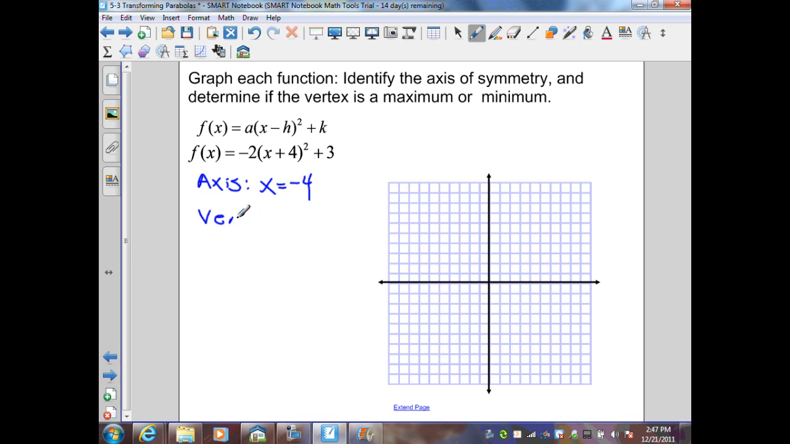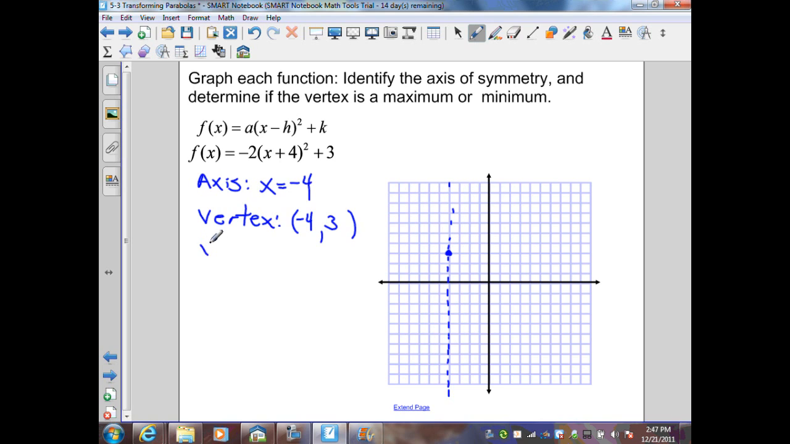My vertex also is determined by the ordered pair h, k. So I know h is a negative. K represents my vertical shift up or down. Here it's a positive 3, so it goes up 3 units. So I'll graph my axis of symmetry at x equals negative 4. Then graph my vertex at negative 4, 3.